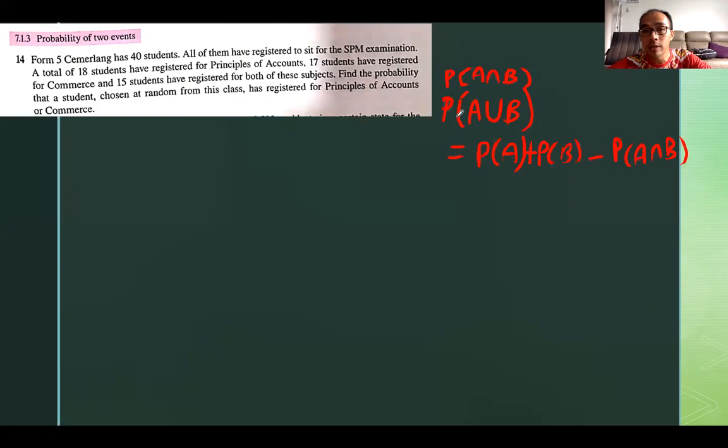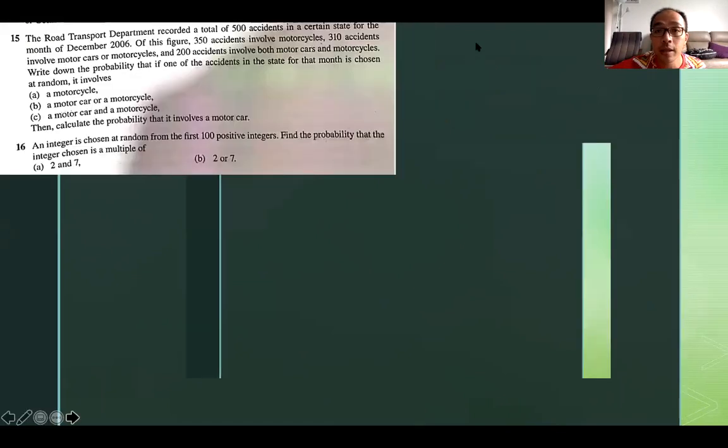We will come to this in a while, but I want to settle this first one first. So this first one is easy. If it is A and B, it is still just multiply. So let's look at question number 15. I want to take a look at question number 15 as an example first.